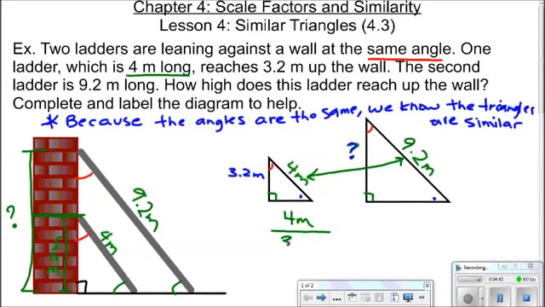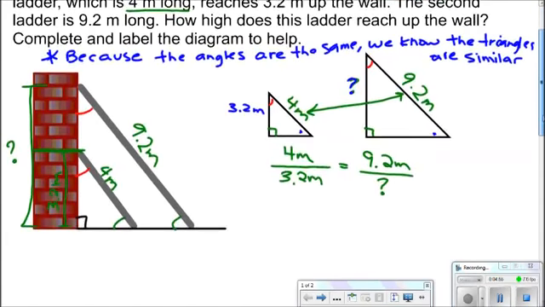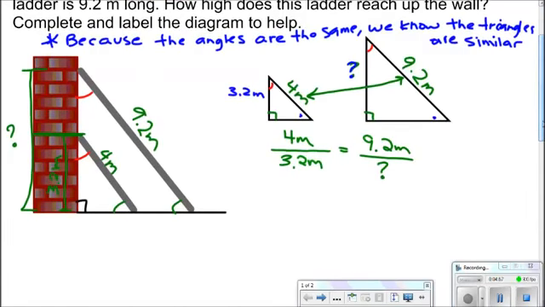So 4 meters is associated with the 3.2 meters, and the 9.2 meters is going to be associated with our unknown. So we're going to set up like an equivalent fraction type scenario. You don't have to set them up as fractions, but I'm just showing you another strategy. And so we're thinking, what do we do to 4 to turn it into 9.2? Well, we can work backwards, and we can go 9.2 divided by 4 to find what the scale factor is.